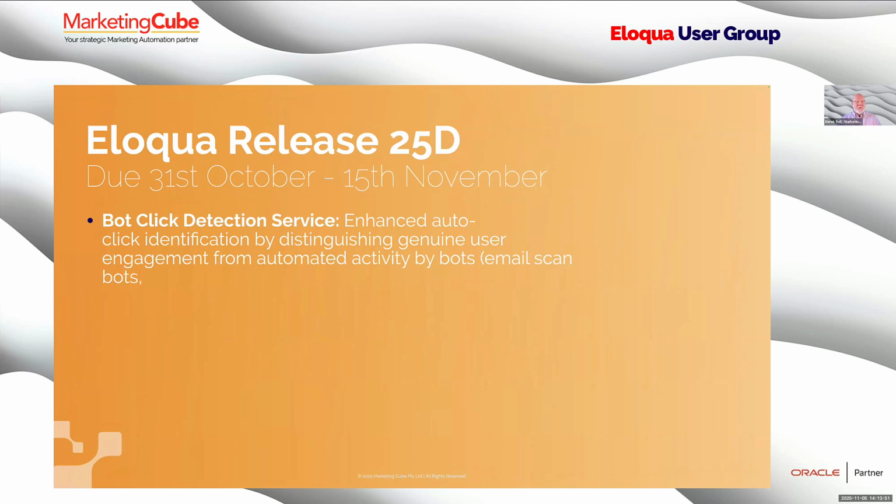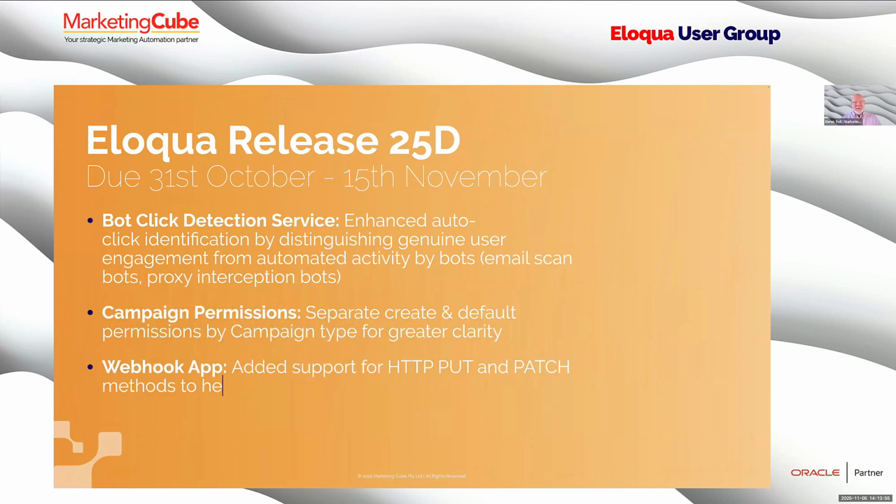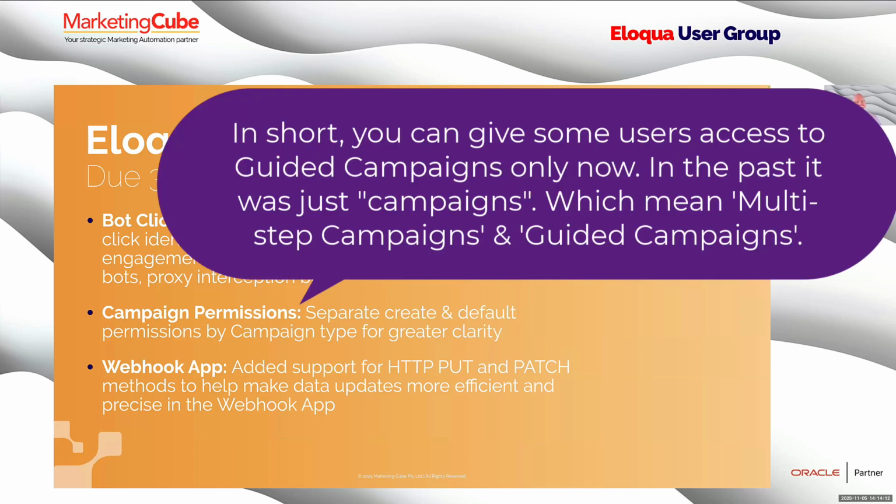Other enhancements that we're looking at: bot click detection service. This is looking at being able to distinguish genuine user from automated activity. So email scan bots, proxy interception bots, any sort of bot that's interrupting emails and doing fake clicks, which is good.